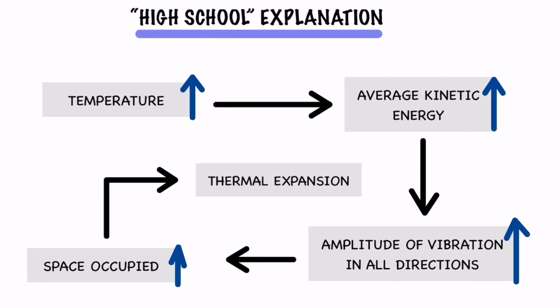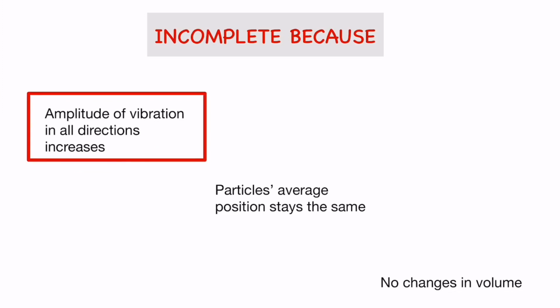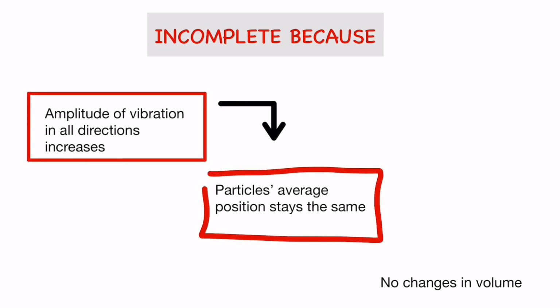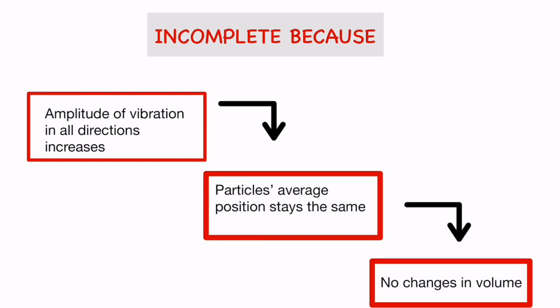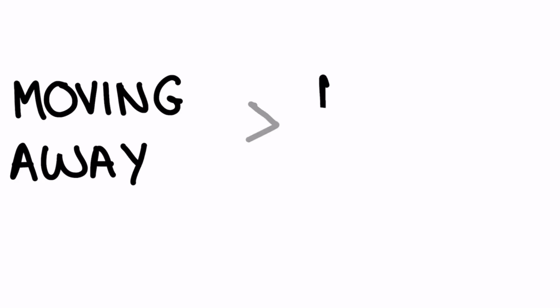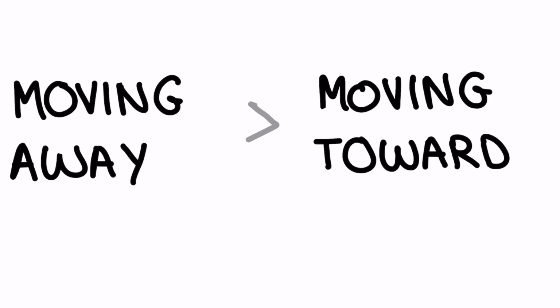However, this explanation is incomplete, because if a particle vibrates equally in all directions, then the average distance of a particle moving towards and away from another particle should be the same. So the particle's average position stays the same. Then there should be no change in the volume of the solid. To resolve this contradiction, the new explanation must state that on average, the distance of particles moving away is larger than that of moving towards each other, meaning that the net effect is that the average distance between the particles increases.